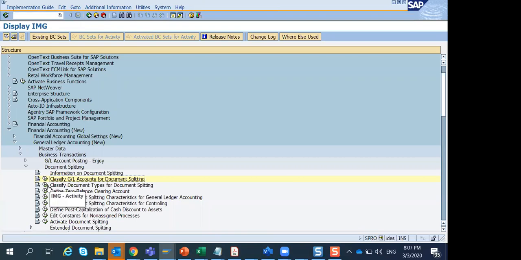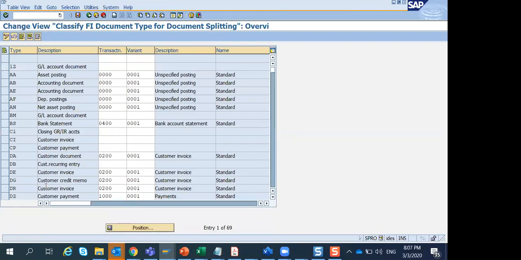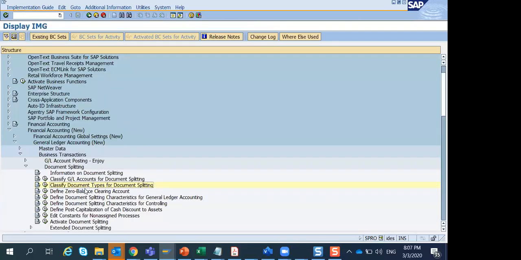We need to classify the document type. The good thing is SAP actually classified all of our document types, so we don't have to do anything, unless you create a new document type, then you need to make sure your new document type is right here. But as of now, all the document types are right there, so I don't have to do anything. Let me go back. And here's the zero balance. I'm not going to do zero balance right now. I want to leave it blank, but I'll get back to it later if I have time.